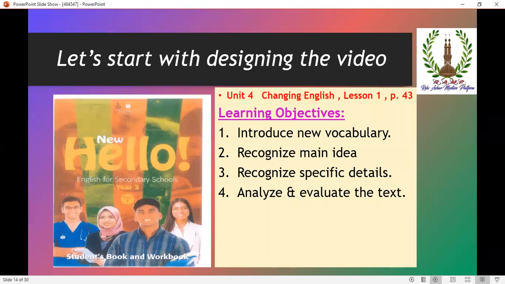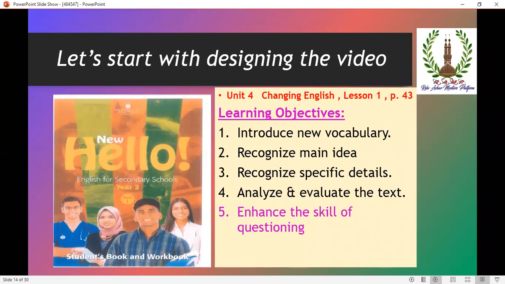You are not going to do it for them. You will show them how to do it. And number 5, enhance the skill of questioning. And what I mean by questioning, how can I make students ask and answer questions? Why is number five the most important one?